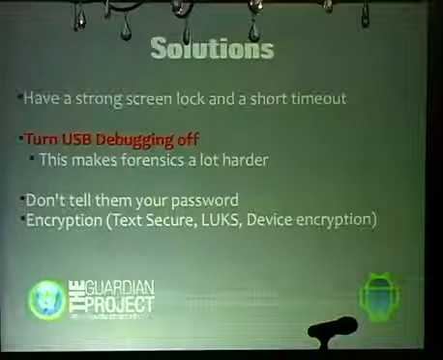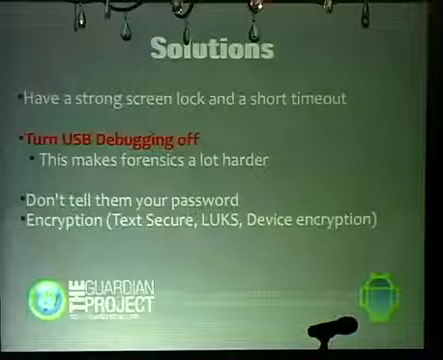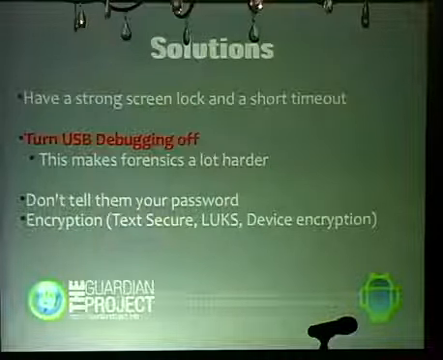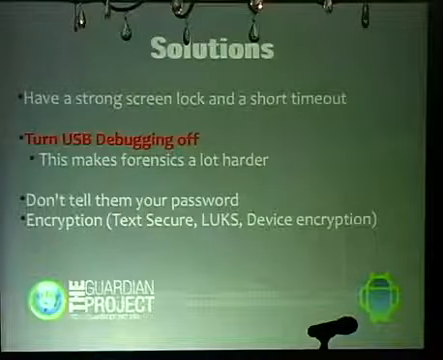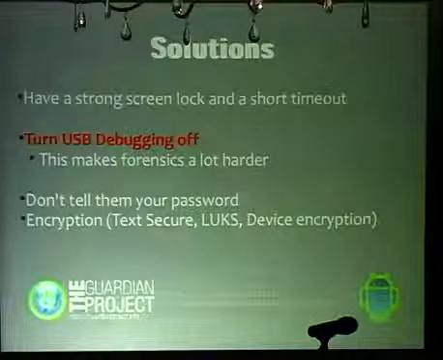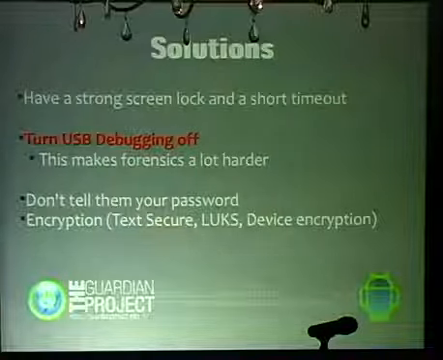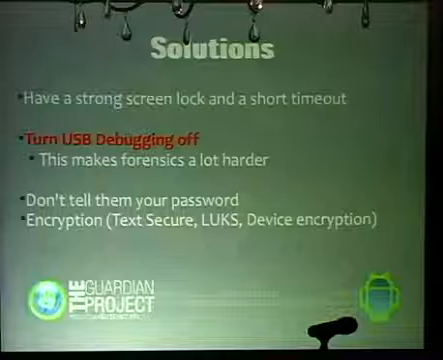Turning USB debugging off makes forensics a lot harder. A lot of the forensics analysis documents that I read, a lot of presentations from the FBI that I read, said that if the person has root and USB debugging turned on, then it's a piece of cake. If not, use a JTAG. So turn USB debugging off. It's a great way to make forensics a lot harder. And obviously, don't tell them your password. You don't have to tell a law enforcement officer anything other than your name and address, I think.